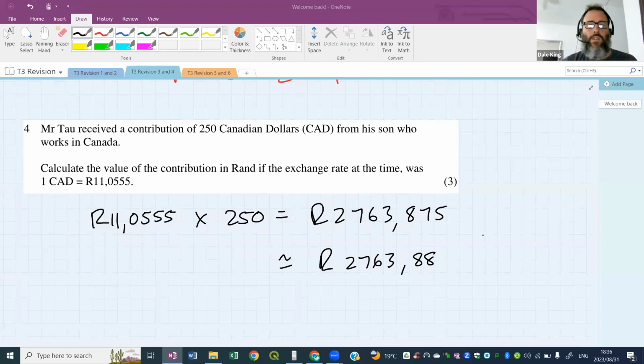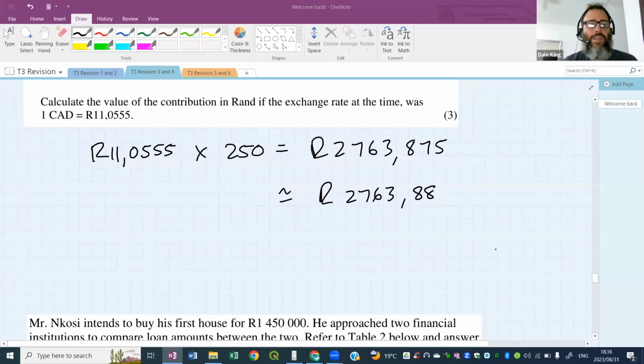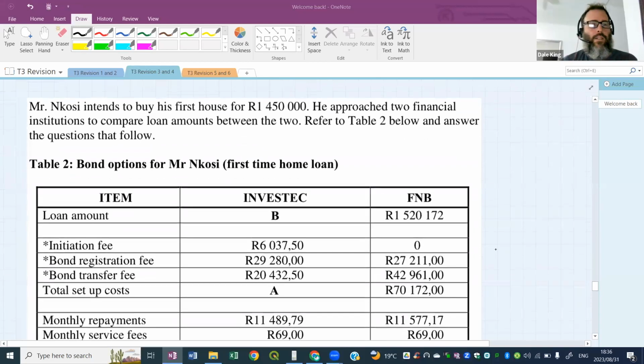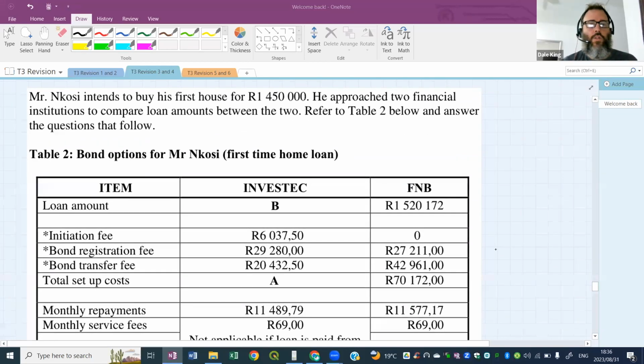2763.88. Come on, easy question at the end. What is this? Where's the meat? Looking for the meat here. Here's the next contextual question.